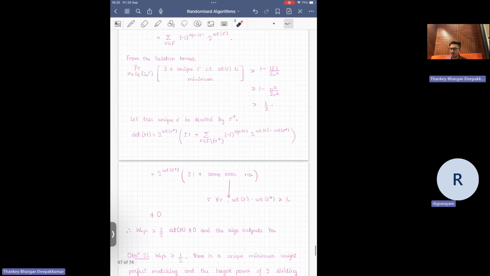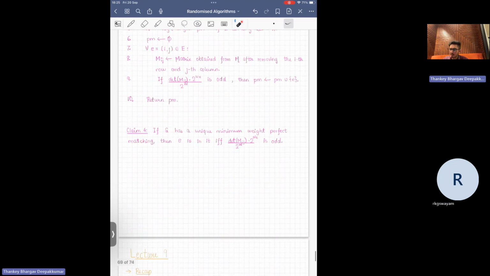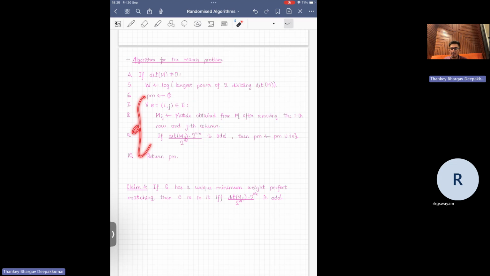So over here, these steps find a perfect matching for us. Okay, these steps find a set which I claim is a perfect matching, because I haven't yet proved that this is a perfect matching. So at least the steps are clear, right?